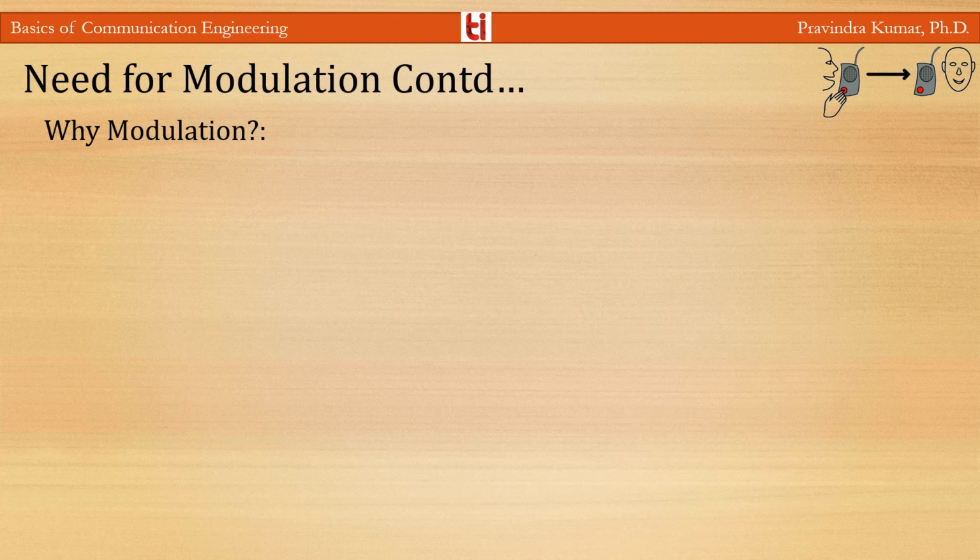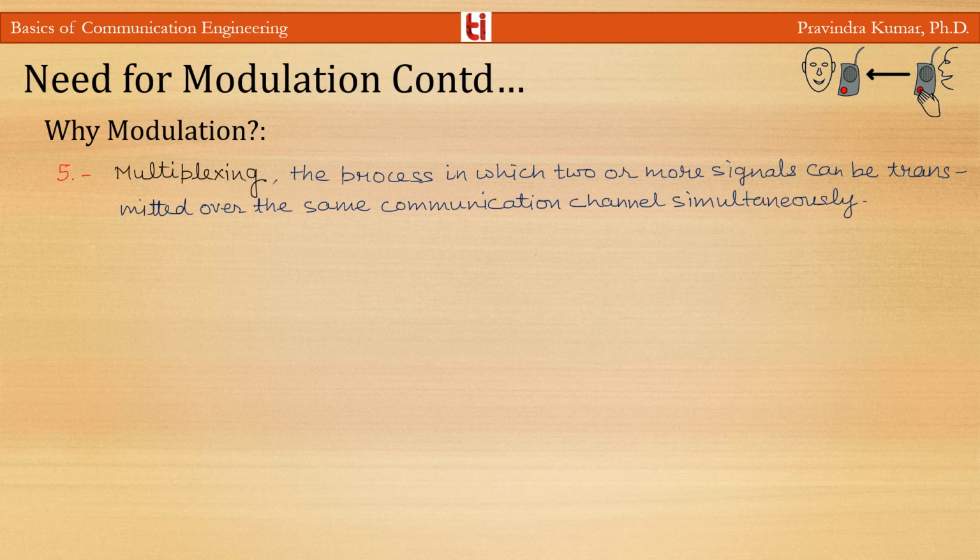Now, the fifth benefit of modulation is multiplexing. Multiplexing is the process in which two or more signals can be transmitted over the same communication channel simultaneously, and this is possible only with modulation. So many TV signals can share the same frequency range without getting mixed together, or different frequency signals can be transmitted at the same time.